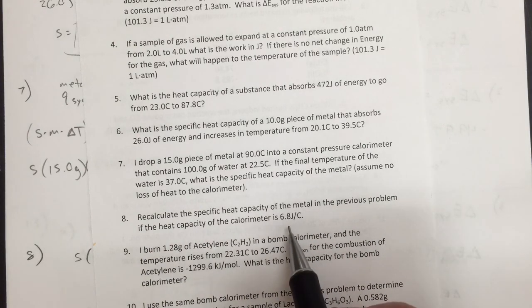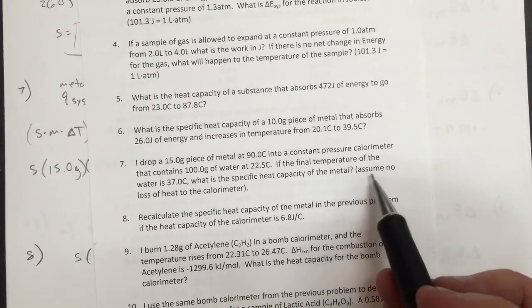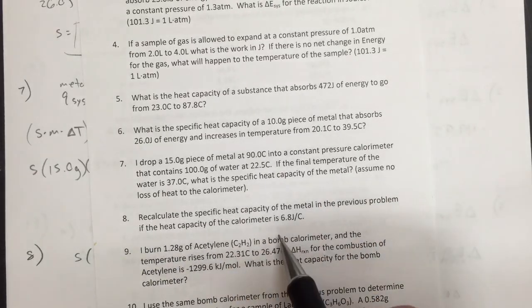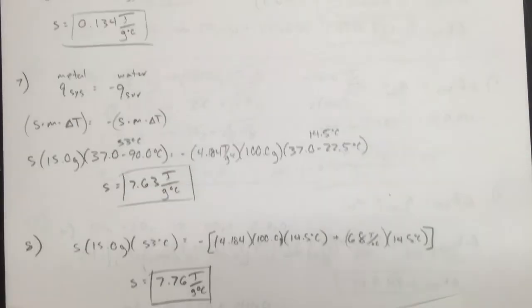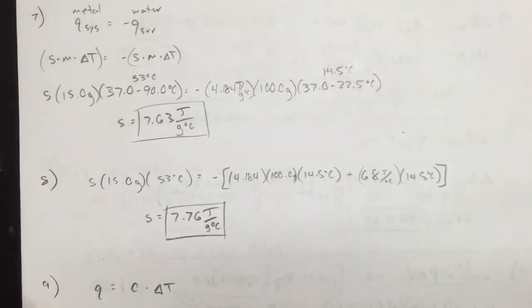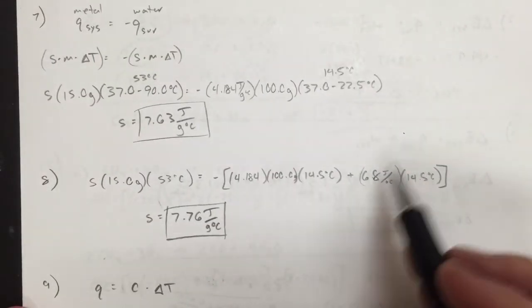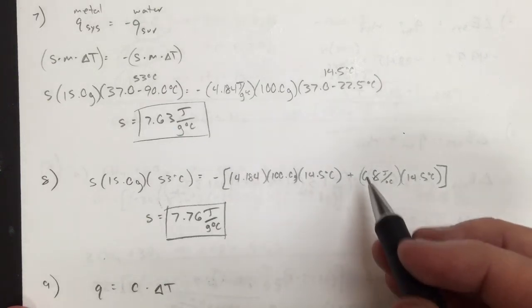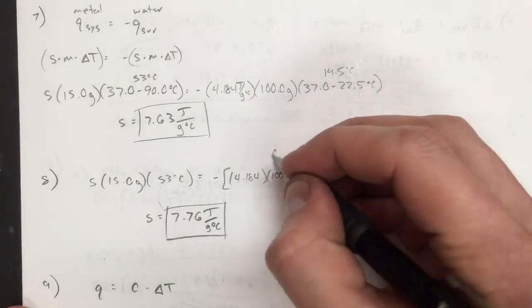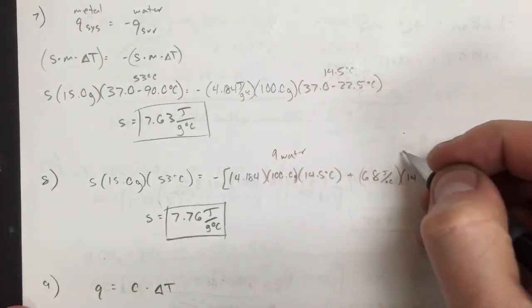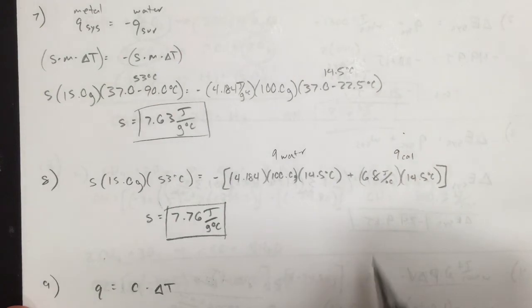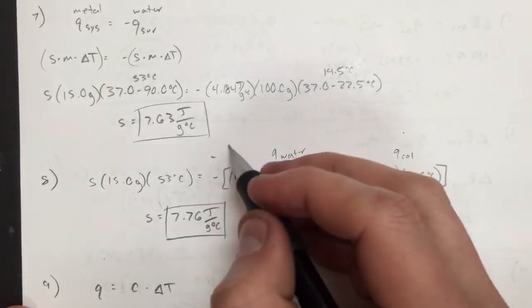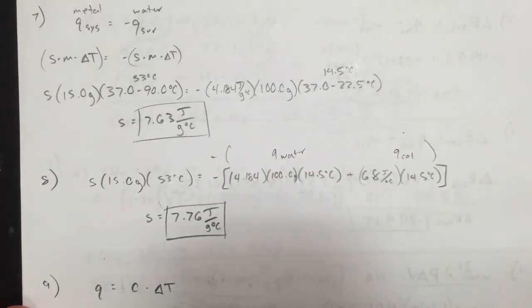Then number 8, it asks us to recalculate the specific heat capacity if the heat capacity of the calorimeter is 6.8 joules per degree C. In the previous problem, it said assume no heat loss to the calorimeter. So this one, we have to put that back in. Luckily it's the same exact numbers, but this time we have to actually add in the term for the heat capacity of the calorimeter. So that's S. The surroundings this time are both the Q for the water and Q for the calorimeter. And since the calorimeter is an object, it's just C delta T, so still negative, and just those two. And when you work it out, it's just a little bit higher, so 7.76 joules per gram degree C.